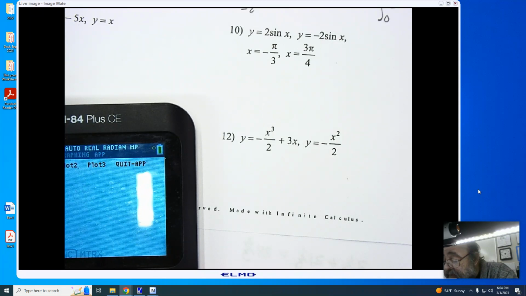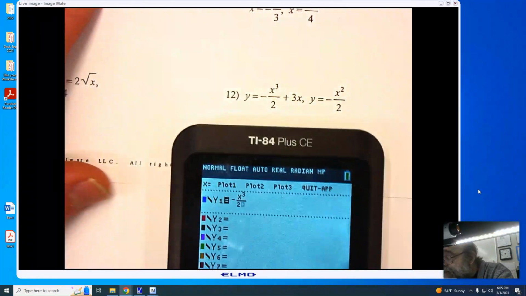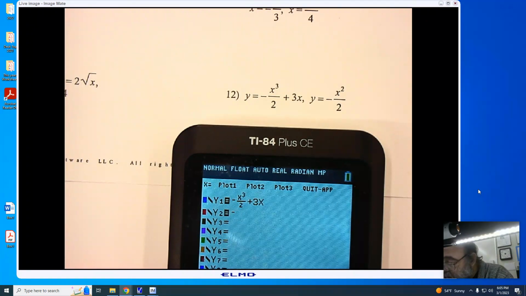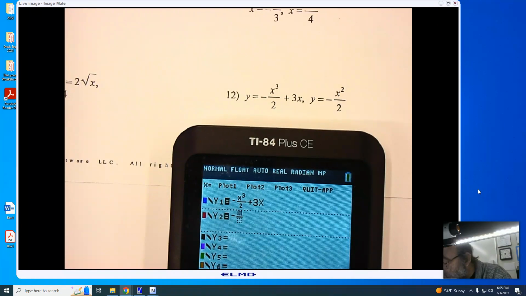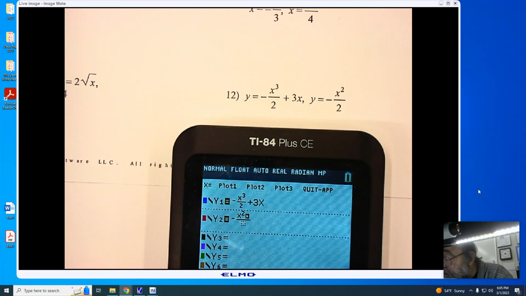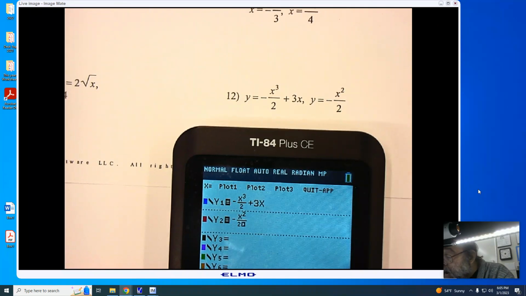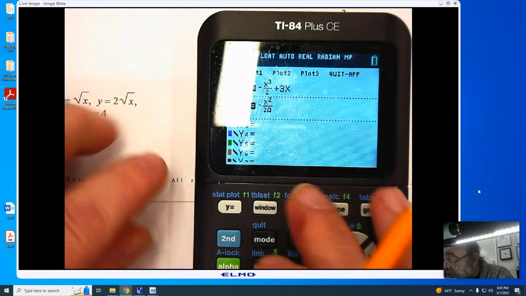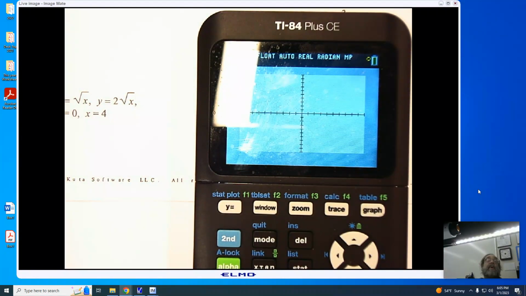We have y1 equals, to get the fraction, x cubed. Let's try that again. That was x cubed over 2. And I'm just trying to put this into my calculator right now. Don't forget your plus 3x. Then in y2, I have y equals, to get the fraction, and I'm looking at x squared divided by 2. Once again, we have no idea where the intersections are, so we're going to need to just do a zoom 6. It's going to give us a great big graph, and we're just going to have to deal with it.